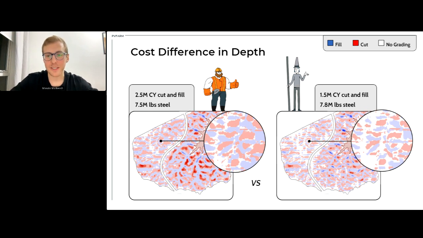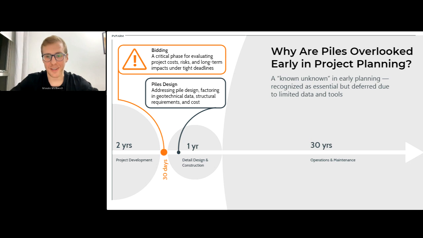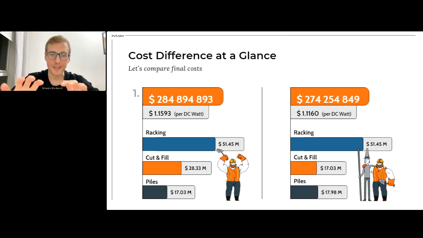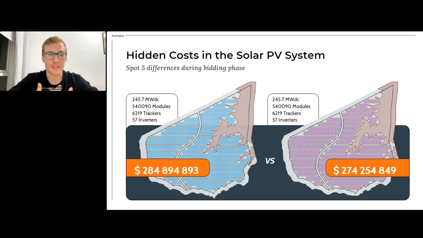So let's discuss a little bit. Why is this happening? The point here is that if you go back and check this layout, those costs are not actually hidden. It's just that people usually start considering those costs much later in the process.